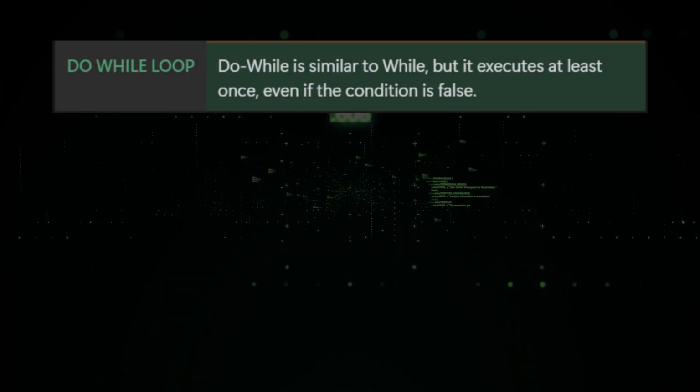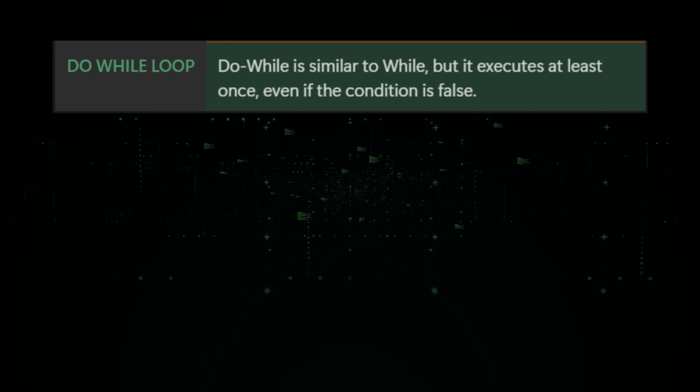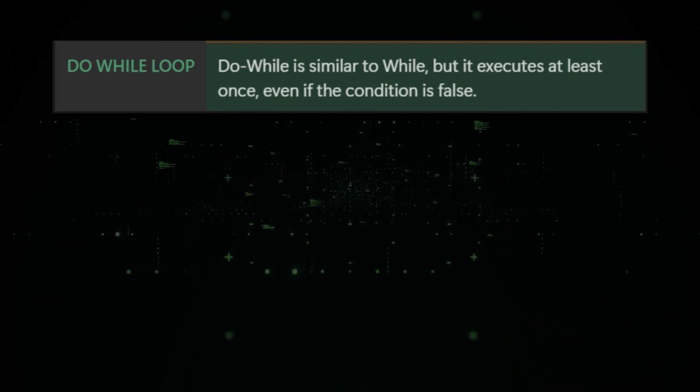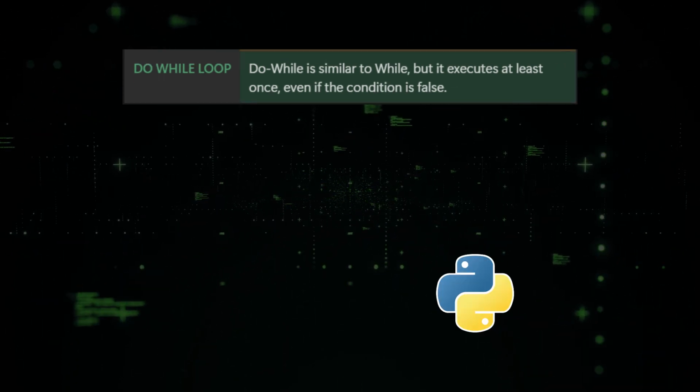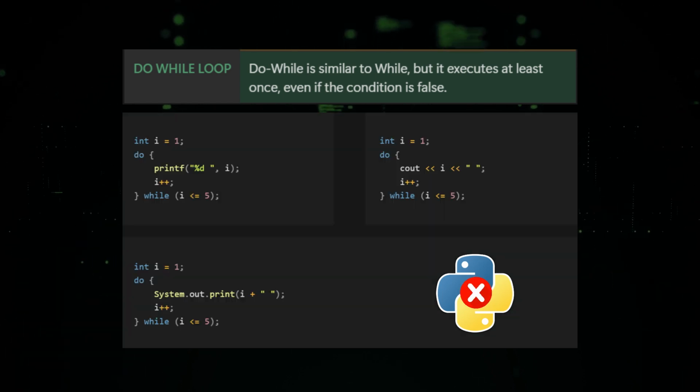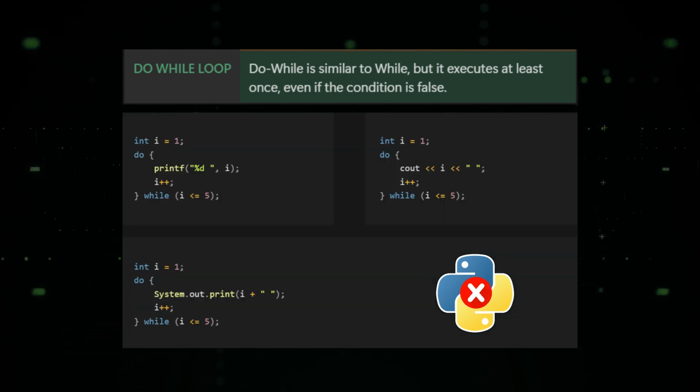Do while loop. Do while is similar to while, but it executes at least once, even if the condition is false. Also, Python doesn't have a do while loop. Example, printing 1 to 5.